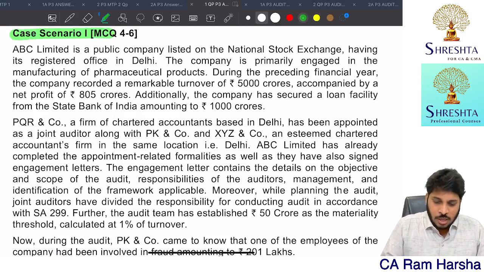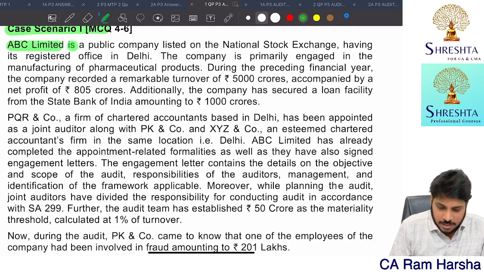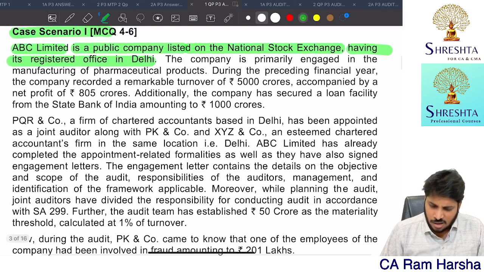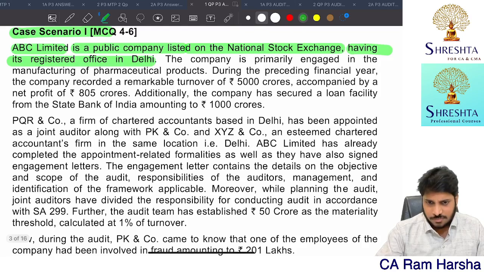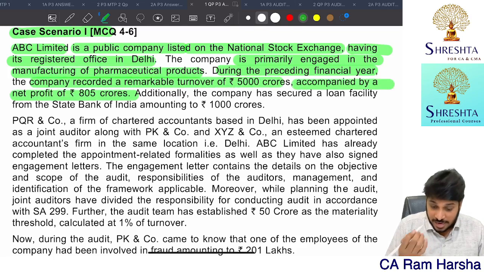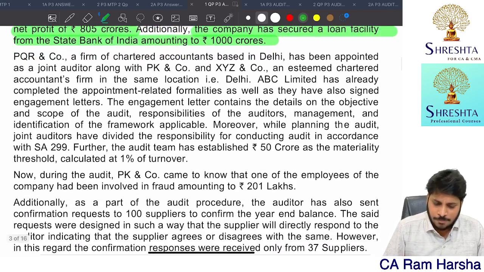Case scenarios, 4 to 6 marks weightage. ABC Limited is a public company listed on the National Stock Exchange, having its registered office in Delhi. The company is primarily engaged in manufacturing of pharma products. During the previous financial year, the company recorded a remarkable turnover of 5,000 crores, accompanied by a profit of 800 crores. The company had even a secured loan facility from State Bank of India, 1,000 crore.